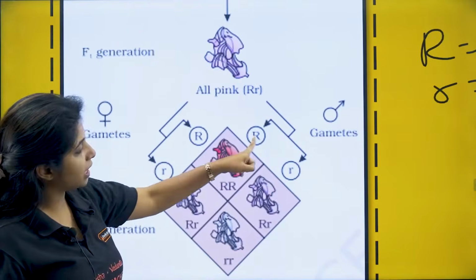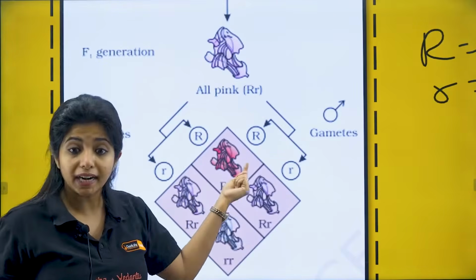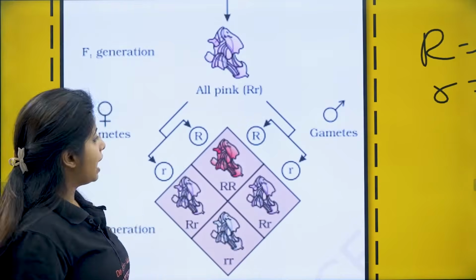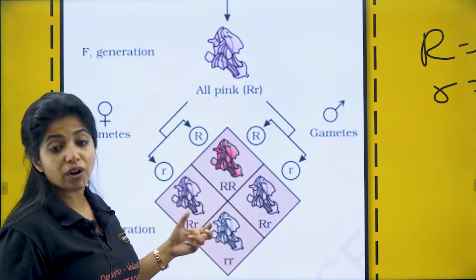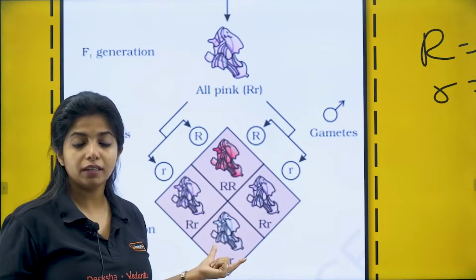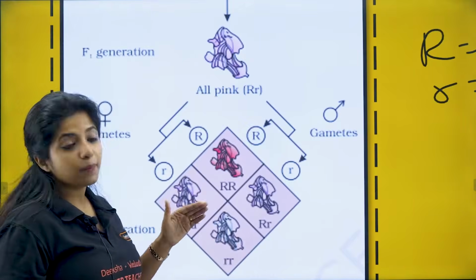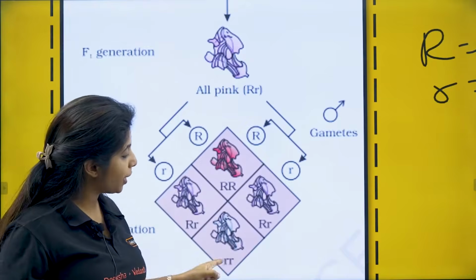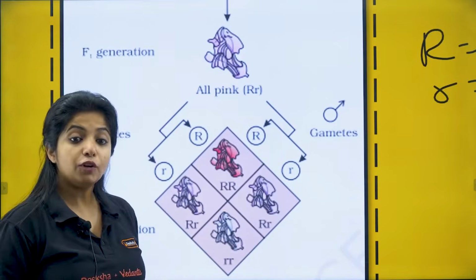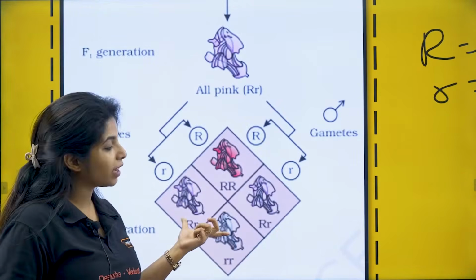So capital R, small r here, capital R, small r over here. This and this comes together here, capital R, capital R, that means this will be red. This and this comes together, capital R, small r, that means it will be pink. Again, this and this comes together, capital R, small r, it will be pink. This and this comes together, small r, small r, it will be what, my dear children? It will be white in color. So if you talk about the phenotypic ratio, one is red, one is white, two of them are pink in color. 1:2:1 is the ratio. If you talk about the genotypic ratio, 1 capital R capital R, 1 small r small r, 2 capital R, small r.